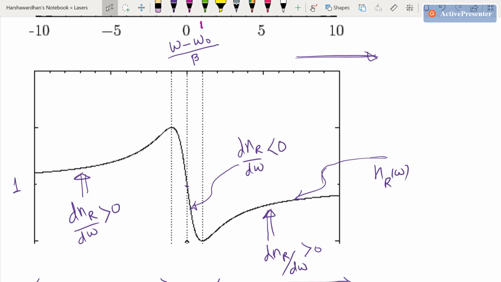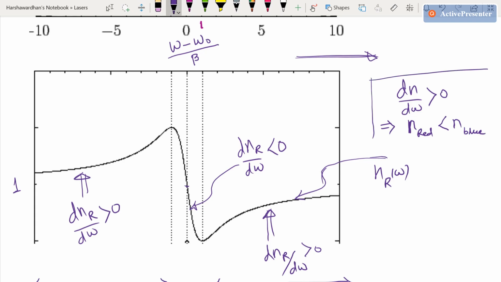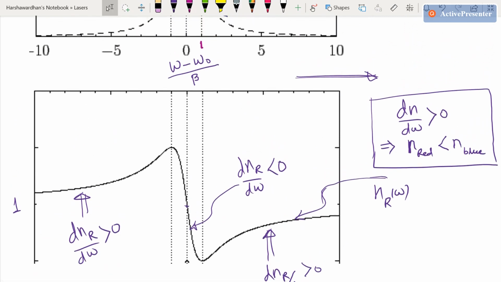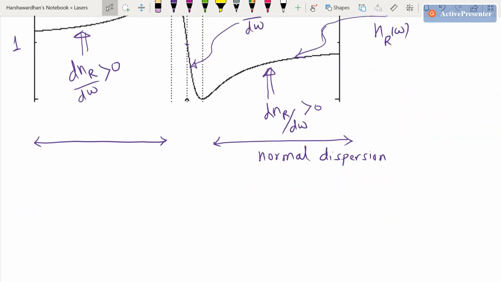You can clearly see that because dn over d omega is positive, which implies that n for red, which has a frequency which is lower, is going to be less than the n for blue, right? Because dn over d omega is positive. So this is where prisms will bend blue light more than the red light, and hence this region, which is away from the resonance, where dn over d omega is positive, is called the region of normal dispersion.